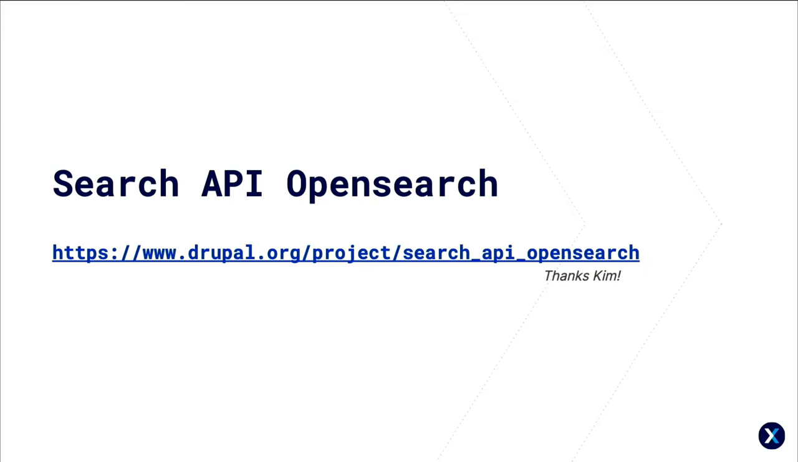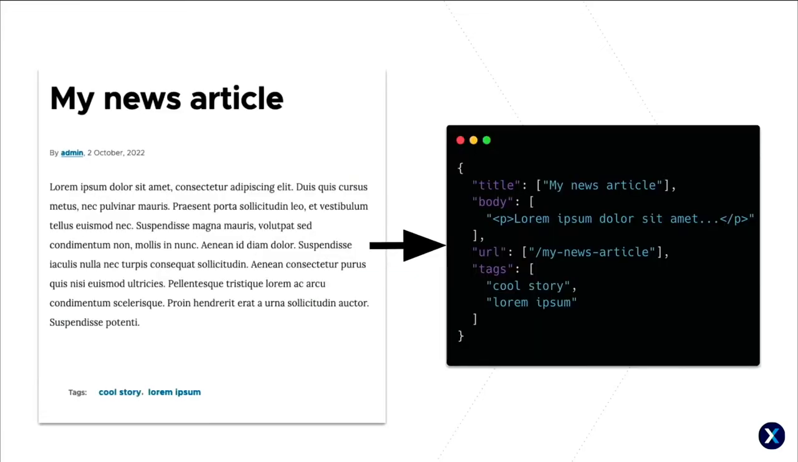This just implements the backend integration for OpenSearch, mapping your entity fields to the JSON documents that then get indexed in OpenSearch, and manages all your index settings and field mappings and all that sort of thing. Essentially, it's going to allow you to turn a piece of content into a JSON document, and then that gets sent to OpenSearch to get indexed.